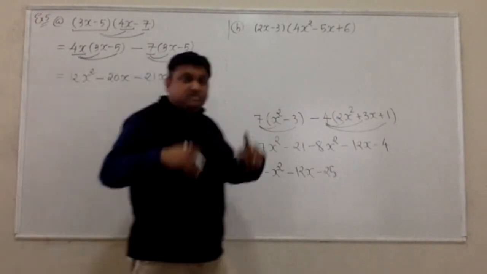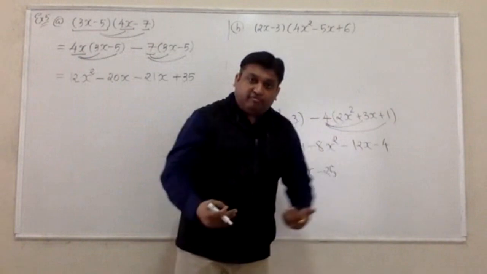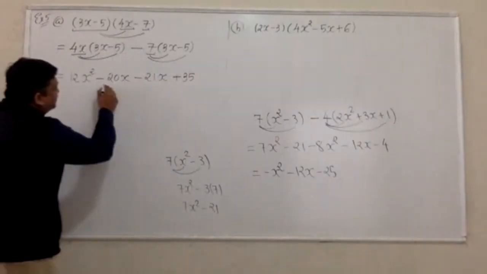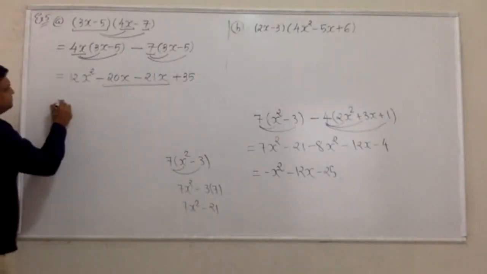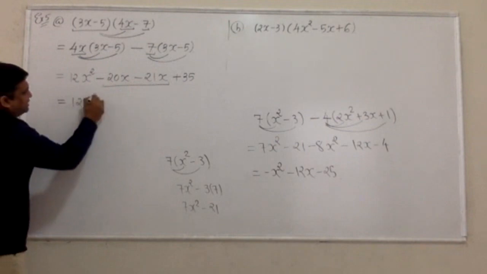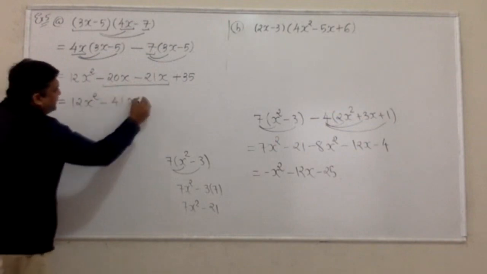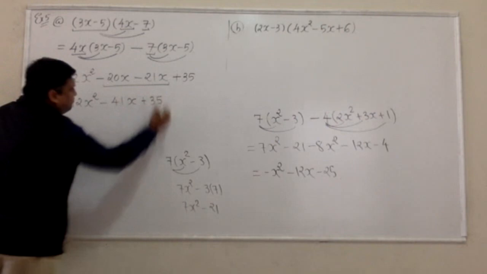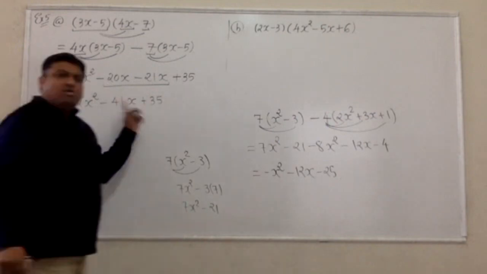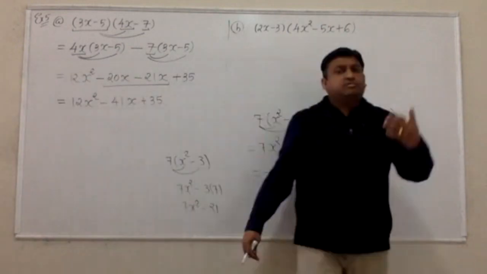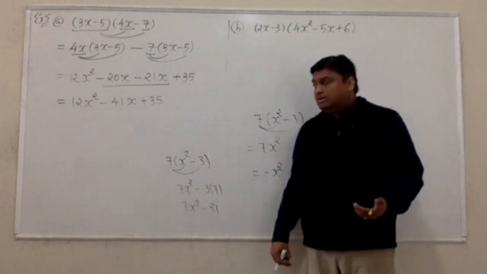If there are like terms, you would like to simplify further. Okay, so look at this. I have 2 like terms. Simplified: 12x squared minus 41x plus 35. This is the sum of all unlike terms, and that is our final answer.